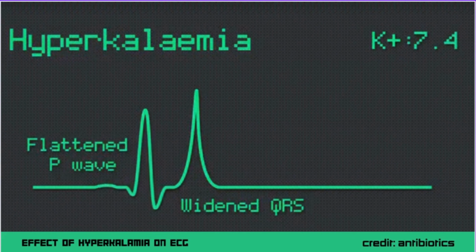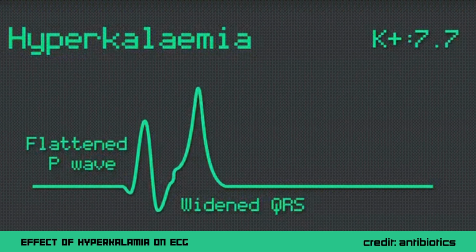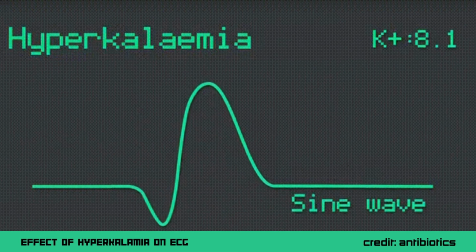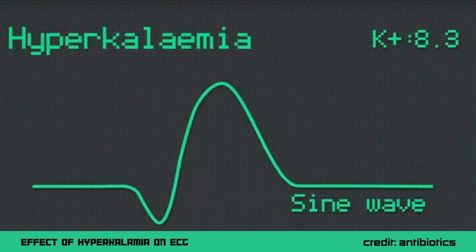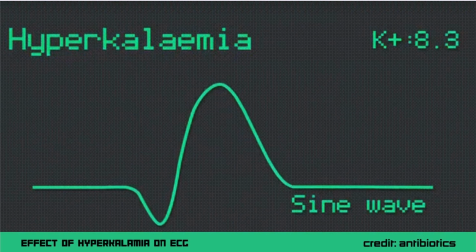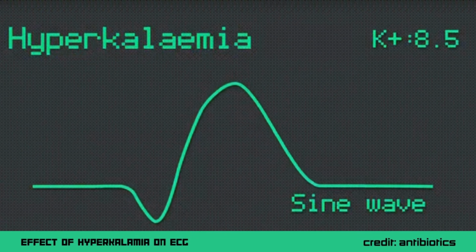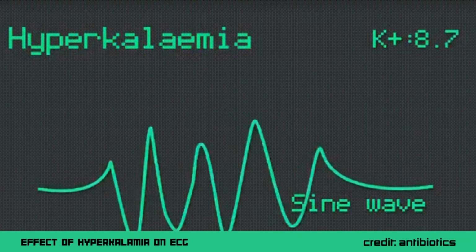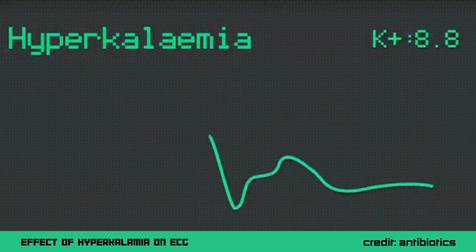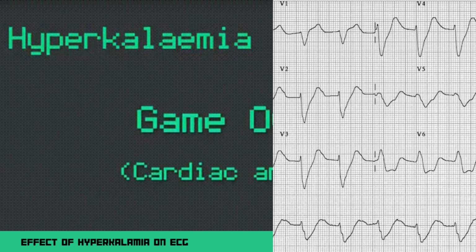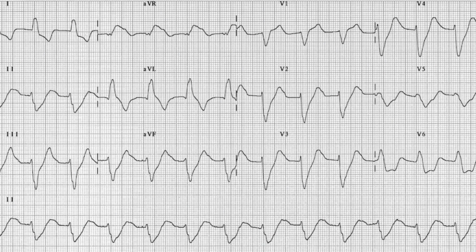But wait, it gets even wilder. When your potassium levels hit 7.5 milliequivalents per liter or higher, your heart might just decide to take a little break, with sinus arrest and the P waves disappearing altogether. It's like your heart saying, okay, I need a timeout. And in really extreme cases, when your potassium levels reach the stratosphere, like between 10 and 12 milliequivalents per liter, the QRS complex and the T wave can merge together, causing total chaos in the form of ventricular fibrillation or asystole.